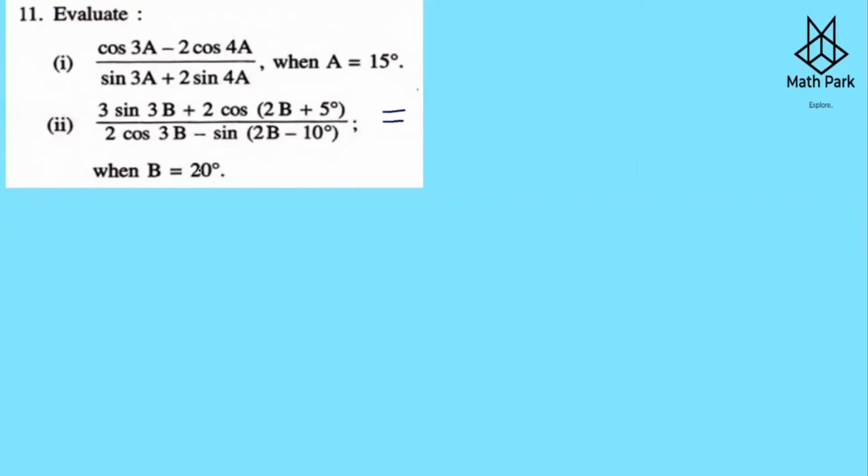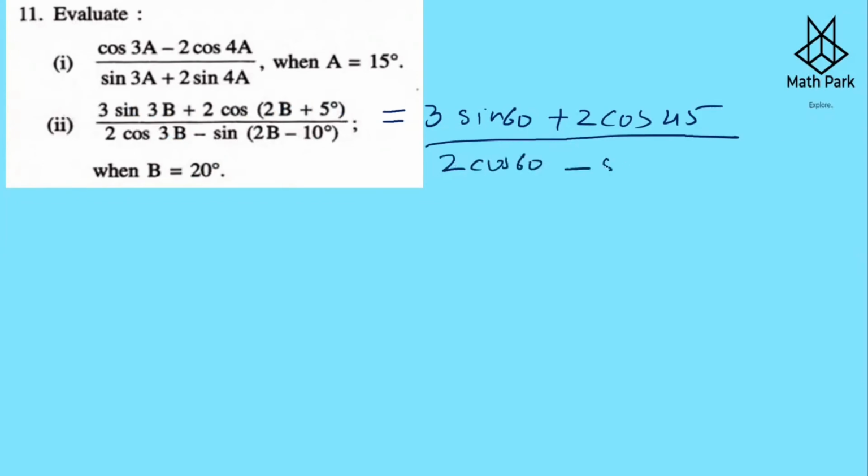Again, you are given b is equal to 20 here. So 3 sine b, so 20 times 3 is 60. So we get 3 sine 60 plus 2 cos 2b plus. So we get 2 cos, and 2b means 2 times 20 which is 40, plus 5, 45. So cos 45 upon 2 cos 3b. So cos 3b is 3 times 20 which is 60. So 2 cos 60 minus sine 2b minus 10. 2b is 2 times 20 which is 40, minus 10 which is 30. So sine 30.